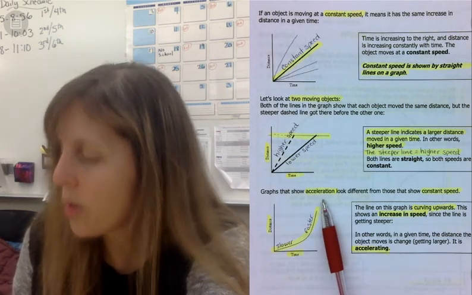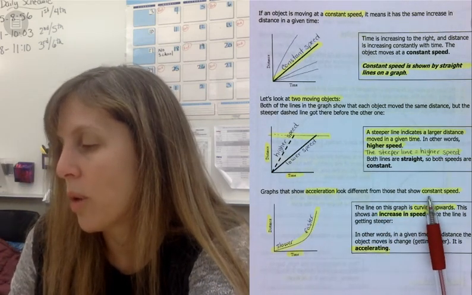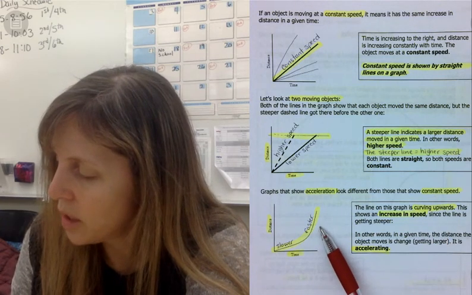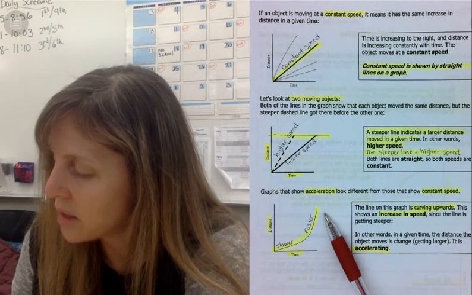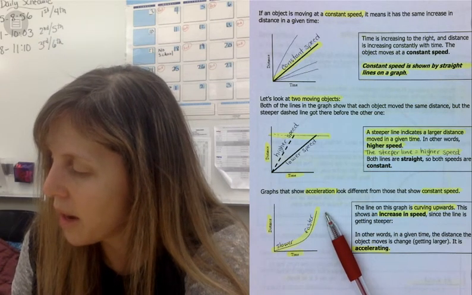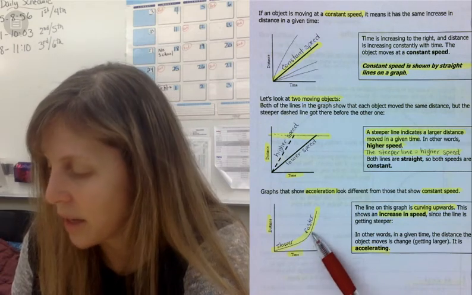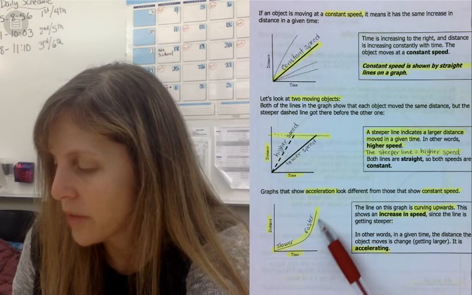Graphs that show acceleration look different from those that show constant speed. The line on this graph is curving upwards. This shows an increase in speed since the line is getting steeper. In other words, in a given time, the distance the object moves is changing, getting larger. It's accelerating. So here's slower, and here's faster.